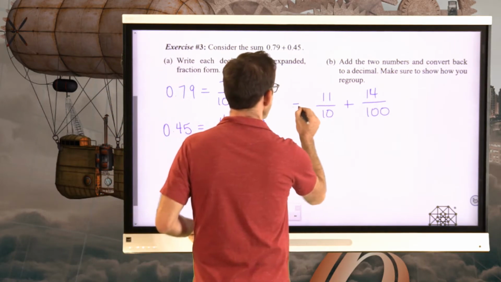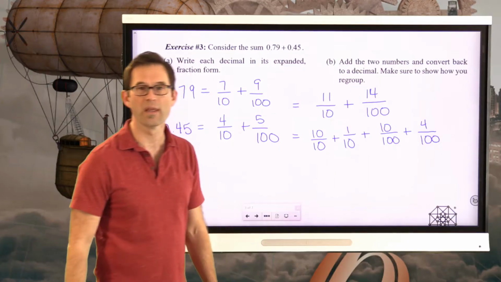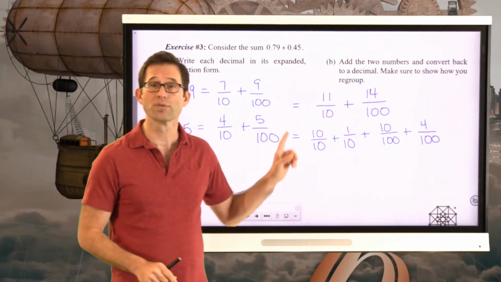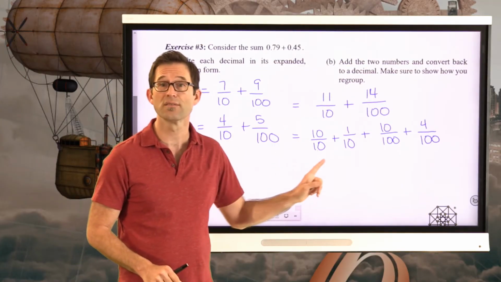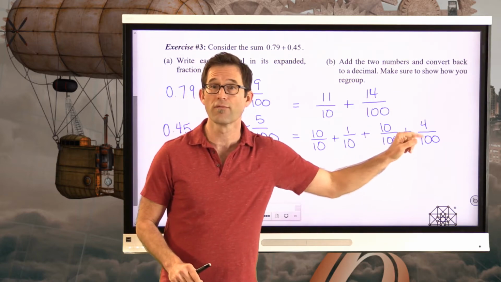I could now say, well, this is 10/10 plus 1/10, right? Surely that's 11/10. Then I could say this is 10/100 plus 4/100. Again, let's just pause for a minute and think about this. What we're really doing is a bit of regrouping. In other words, I'm making 11/10 into 10/10 plus 1/10, and 14/100 into 10/100 and 4/100.